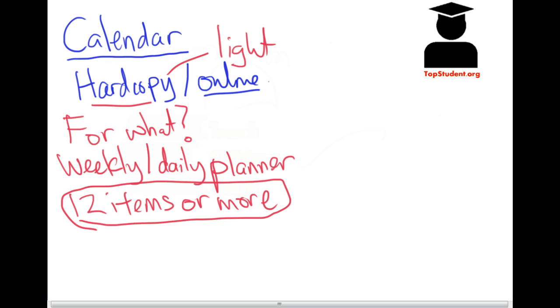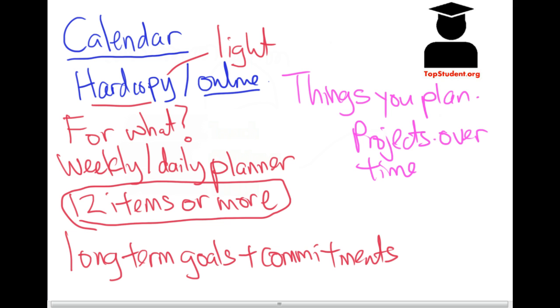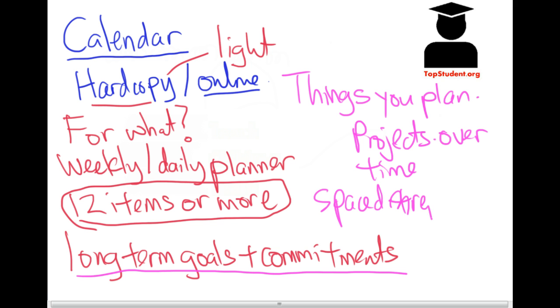So that's not good. Another use for calendars is to track your long-term goals and commitments. For students, this is especially tracking your exams, how to study, when to study, and also to track your spaced repetition schedule. You're going to learn more about spaced repetition in my further videos. And for calendars, you can also track the things that you're planning and of course the projects that you are doing over time. So those are the main uses of having a calendar.